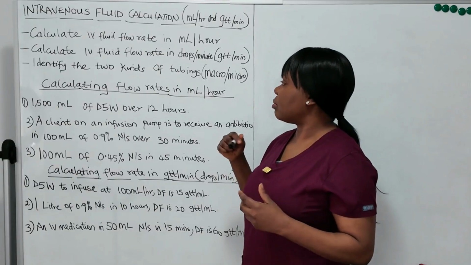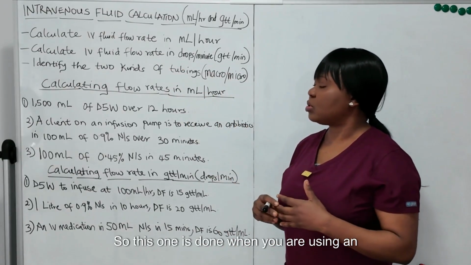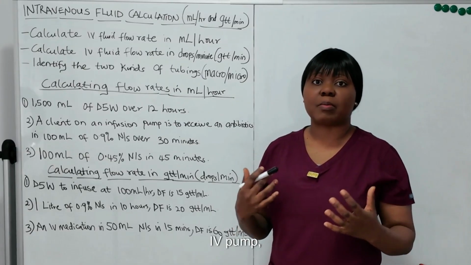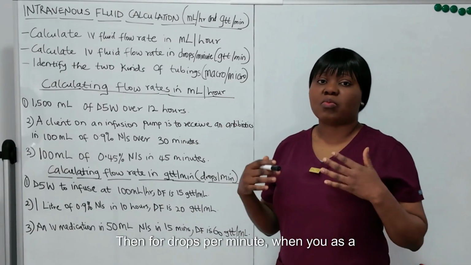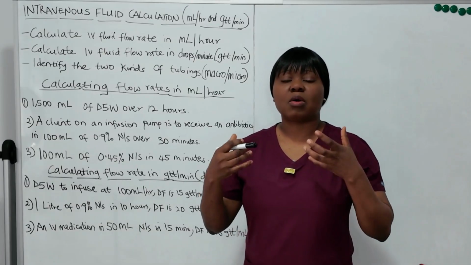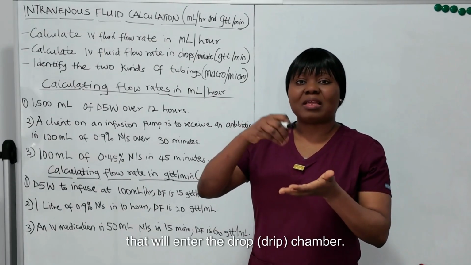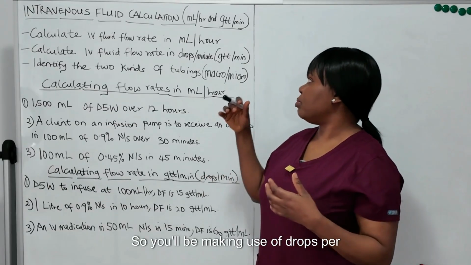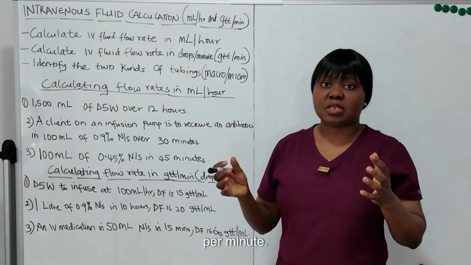Just to touch on this, calculating IV flow rate in ml per hour is done when you are using an IV pump, an infusion pump. Then for drops per minute, you as a nurse are manually operating it, trying to calculate the drops that will enter the drop chamber. So you'll be making use of drops per minute, which we also call GTT per minute.